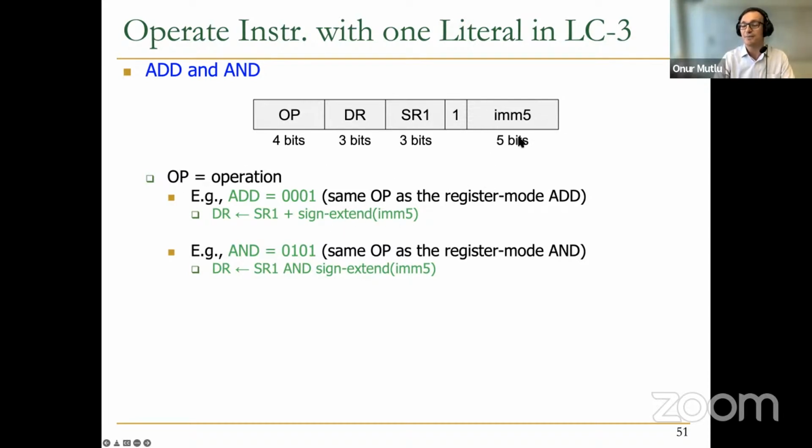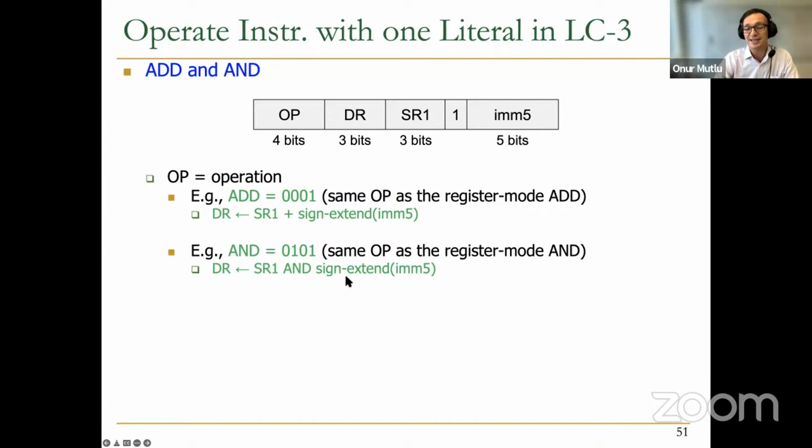So immediate 5 is 5 bits, right? It's a signed value. You extend it to 16 bits because you're going to add it to a 16-bit register in this particular case. Basically, that's what sign extension means. You take the top bit and you replicate it such that all 16 bits are filled. Makes sense, hopefully. So that's the operation: the destination register gets the value in SR1 plus the sign-extended immediate 5 bits coming from the instruction.